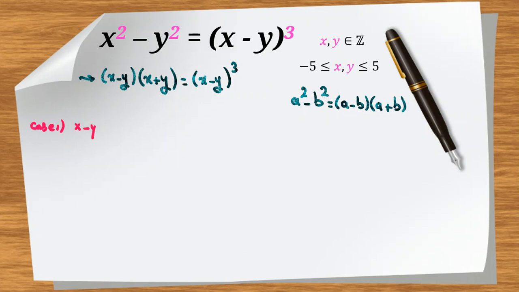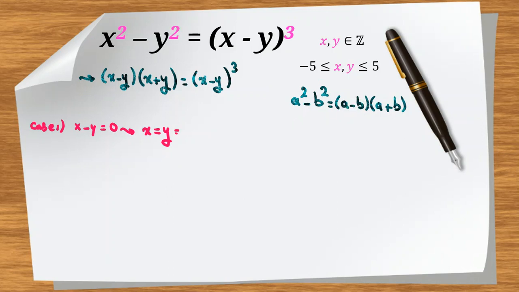If x minus y equals 0, let's consider this case first. Then both sides will be 0, and in this case we cannot divide by 0. So we conclude x equals y. And if we consider the main equation, both sides will be 0. So x equals y is okay, because x and y are integers between -5 and 5.